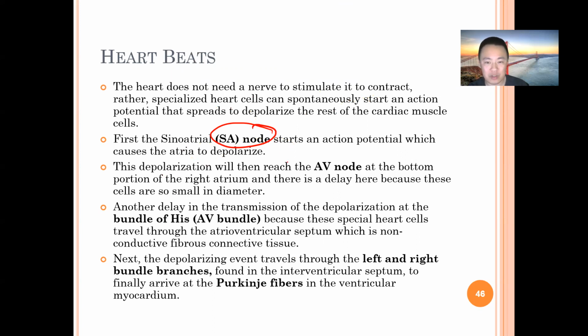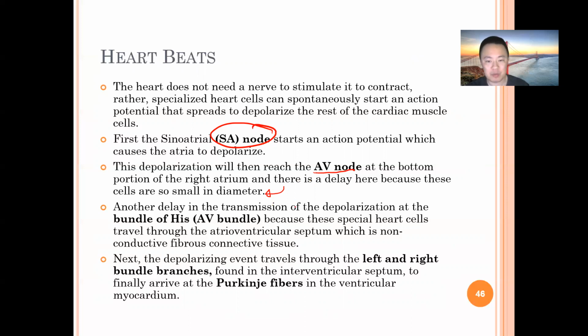This depolarization will eventually reach the AV node at the bottom of the portion of the right atrium. And there is a delay here because the cells are so small in diameter, and you need that delay so that there's time for the blood in the atria to empty into the ventricles, right? Or to fill the ventricles.